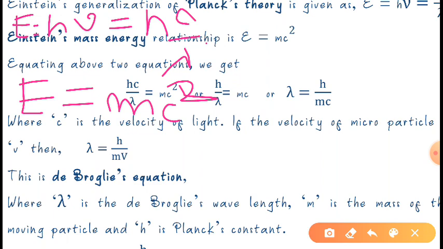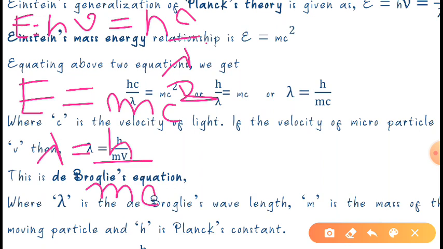Now from this equation, when we solve, we will get what we got previously: lambda is equal to h by mc, right? So now what we will do is apply this equation to a moving electron whose mass is m.